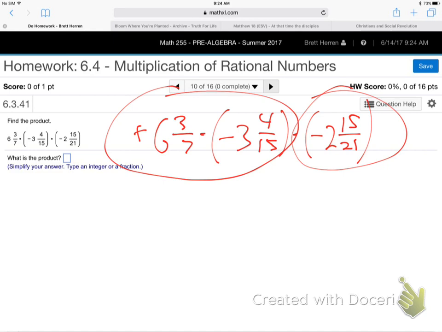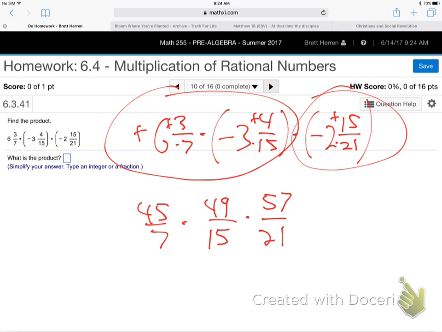All right, so change all those to improper fractions first, unless you have the fancy calculators, where you just type it all in. I'm going to multiply and add: 45/7 times, multiply and add, 49/15, times, multiply and add, 57/21. There we go. We good to there?